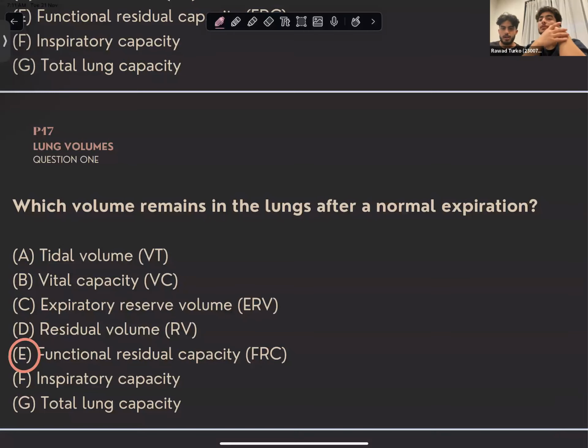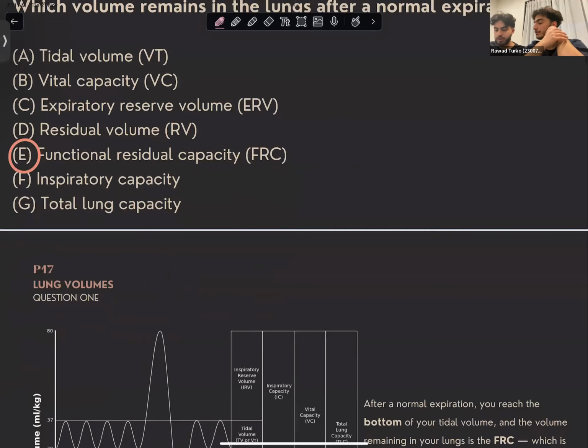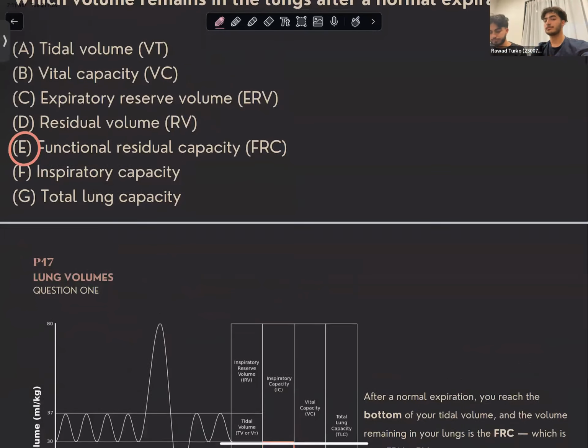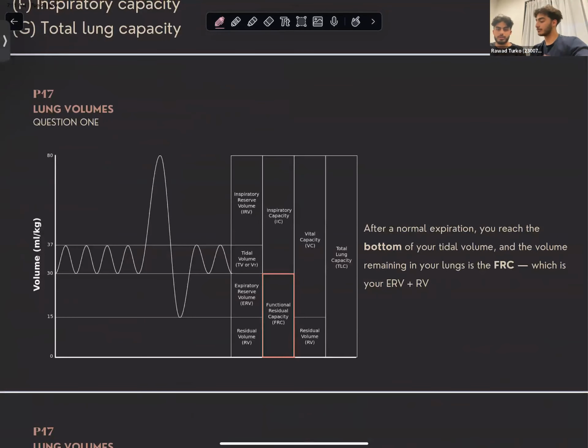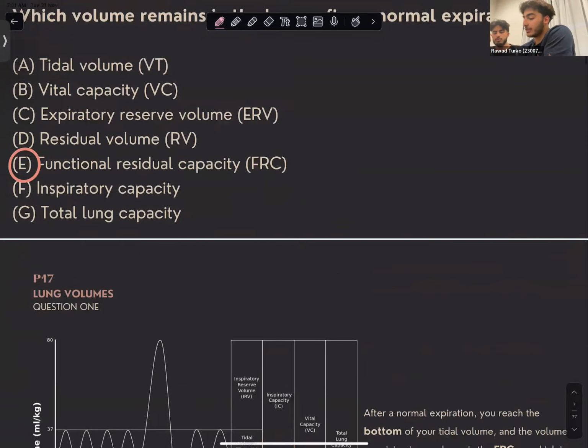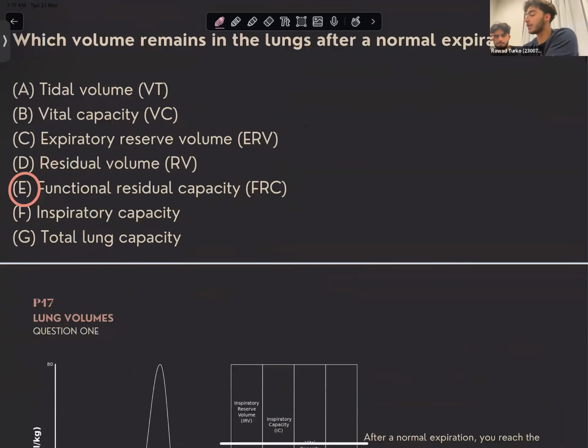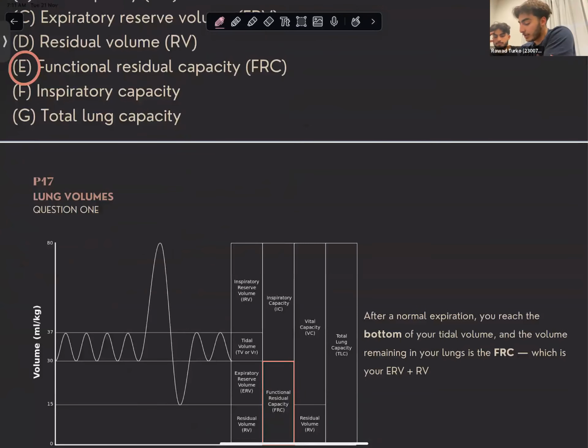So why are the other options wrong? First of all, tidal volume. Let's break the question down. They said what volume remains in the lungs after a normal expiration. So this would be a normal inhalation up here, and this would be a normal expiration. So after a normal expiration, you're down here.